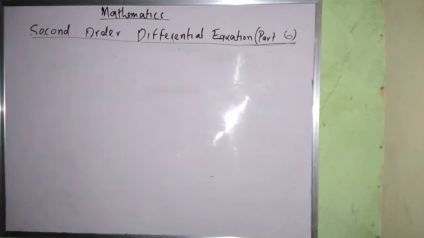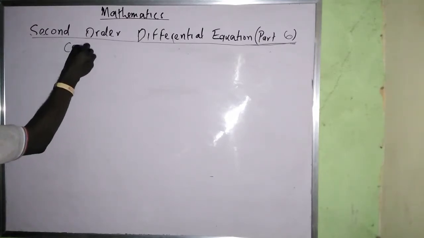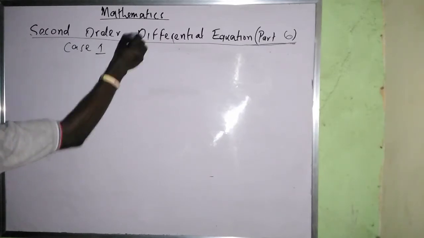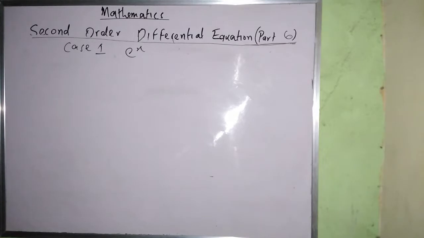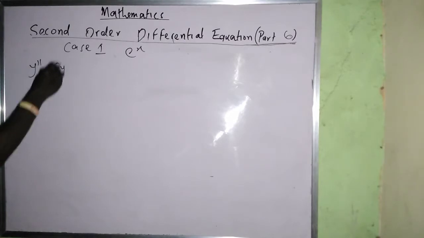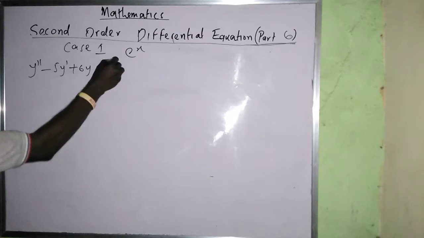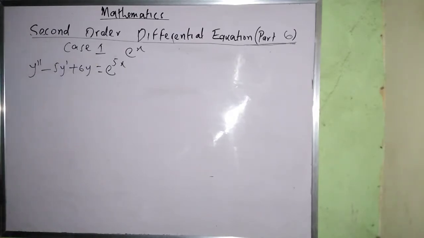Now, let me move on to case 1 of the D-operator. Case 1, which is what? Exponential function. I want to work on exponential function. For instance, if I have y double prime minus 5y prime plus 6y equals e raised to power 5x. We have done this in part 4, under the inhomogeneous equation.